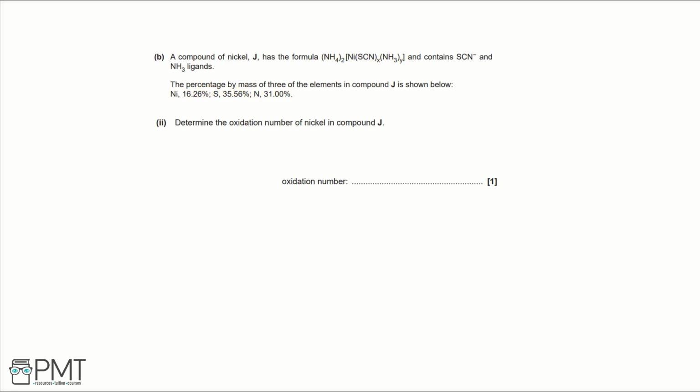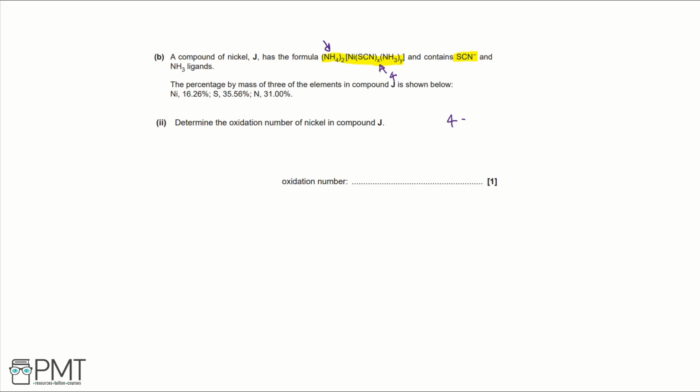Part 2. Determine the oxidation number of nickel in compound J. So for this question, we're looking at the formula and trying to work out the oxidation number of nickel in compound J. So this could also be known as the charge of nickel in compound J. So we know that the only ligand with a charge is this SCN-, and we know that X is 4 from the previous question. So we have a 4- charge for all of our ligands because ammonia, or NH3, has a 0 charge. Then we need to look at this NH4.